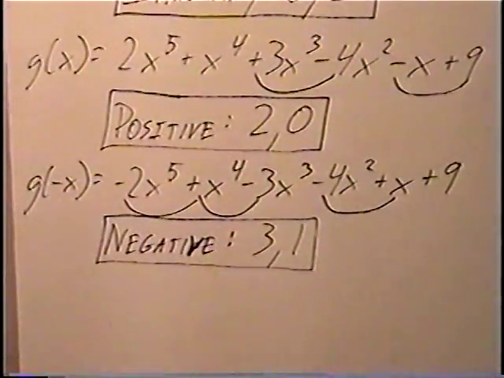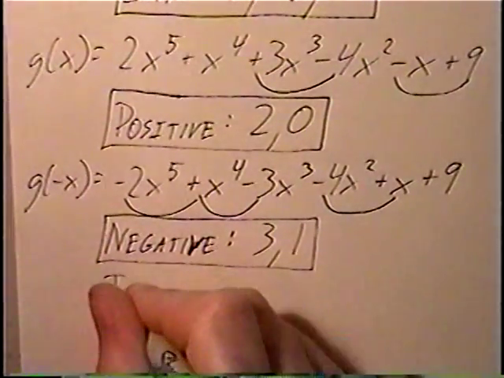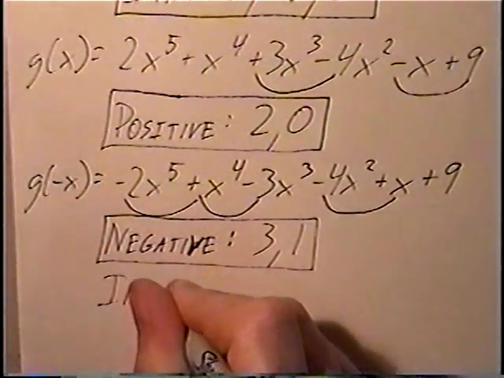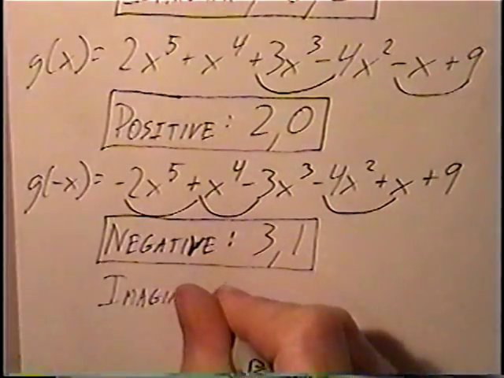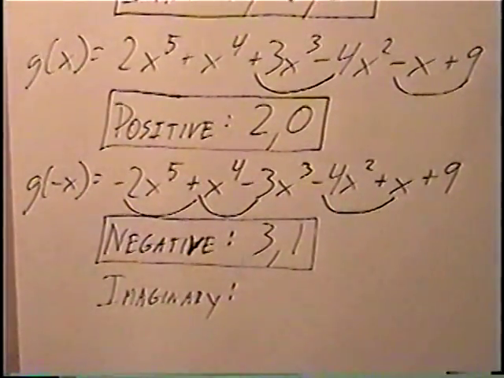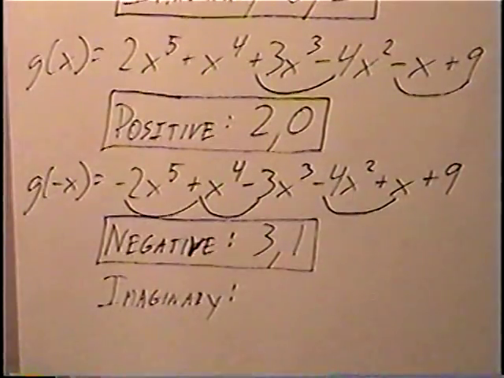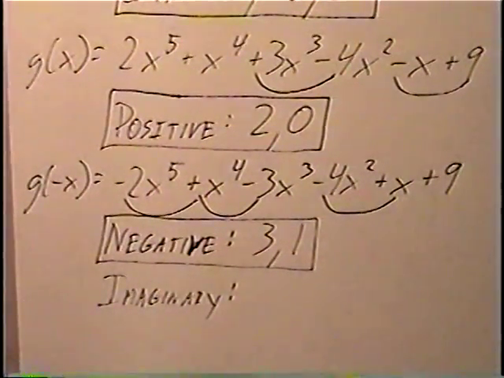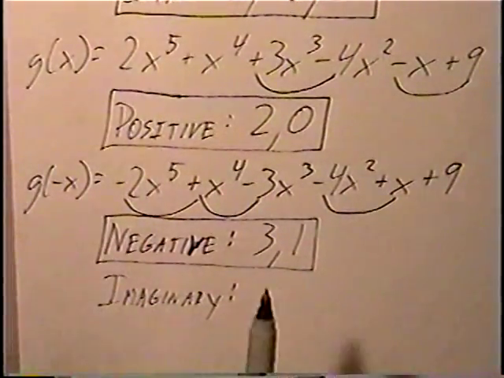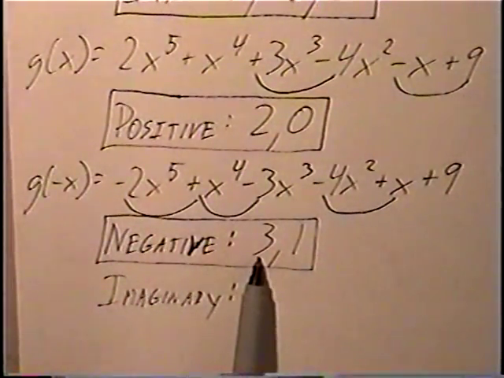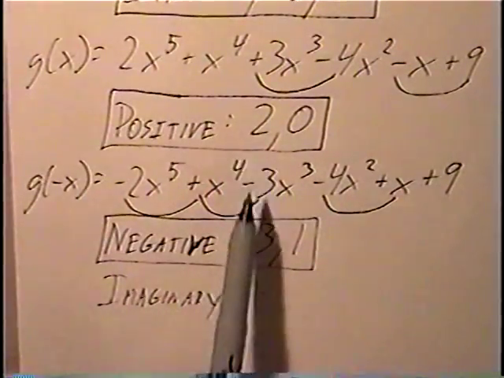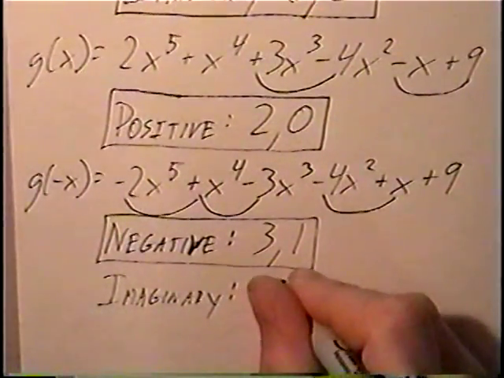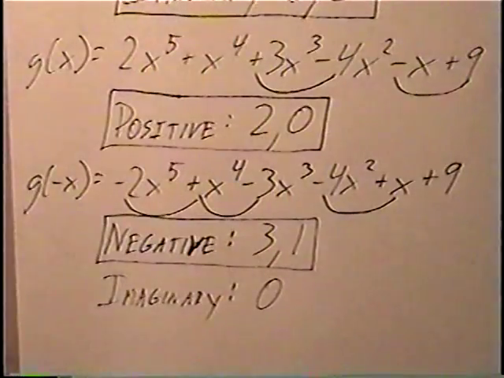And for the last part of the problem is the imaginary solutions. Imaginary solutions, again, are the ones left over that add up to the degree total. In this case, the degree in both of the functions is 5, so we have to have a total of 5 solutions. If we have 2 positive and 3 negative, 2 plus 3, that would be 5, which would mean we have 0 imaginary solutions.